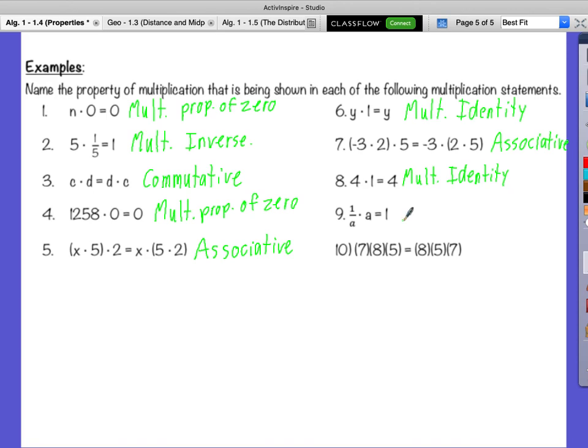Multiplicative inverse. Any number times its reciprocal is 1. So whenever you get back to the identity, you're doing the inverse. Hey, notice, the original number is 1 over a. The reciprocal of that is just a.